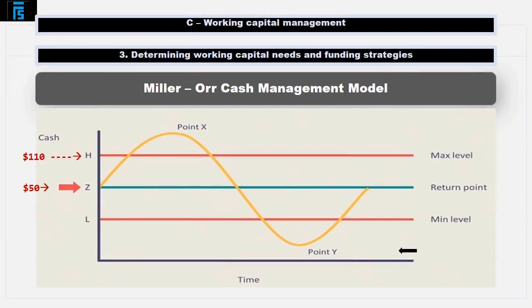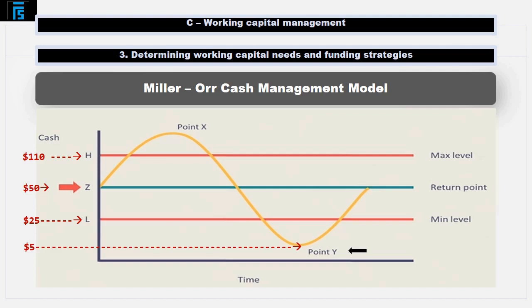Now, having a cash balance that is too low presents a whole other set of difficulties. I'm sure that you would agree. Here, let's say the minimum level is $25 and we see that point Y is below that. What do we do if the cash balance hits its lowest threshold, or even lower than that, to point Y, which is $5 in this example?